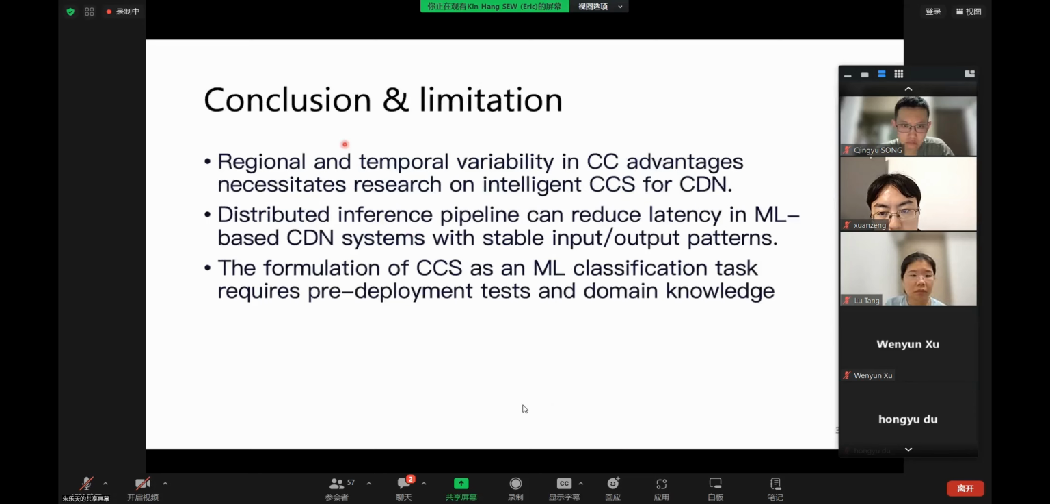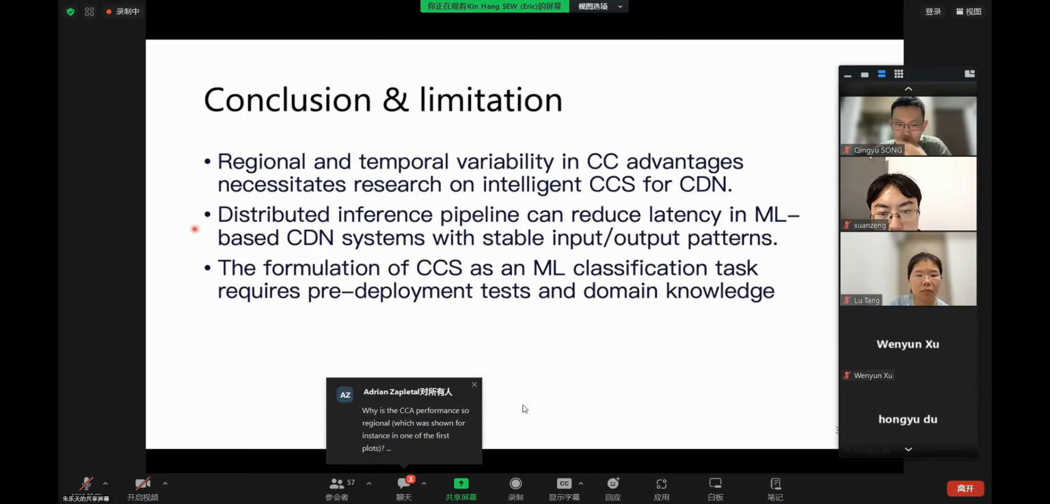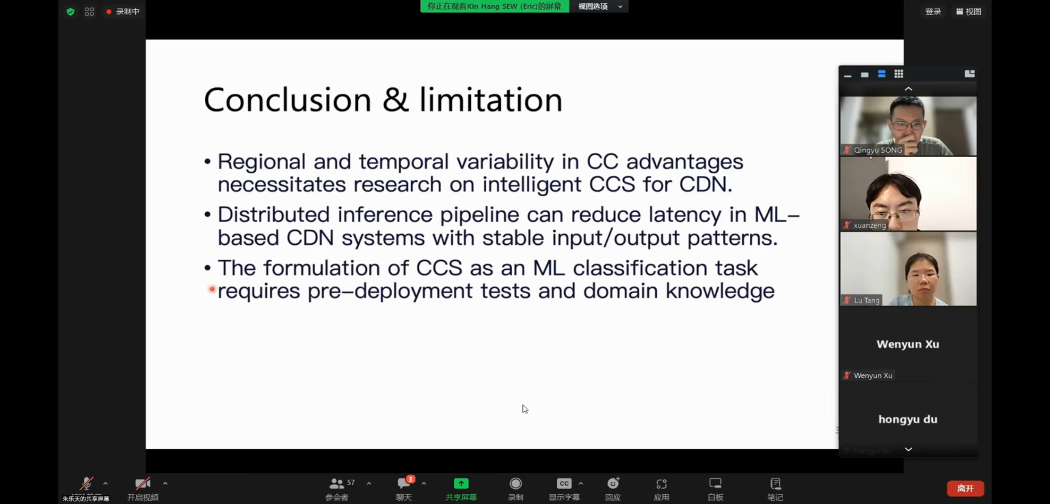Conclusion and limitation. Regional and temporal variability in CC advantages necessitates research on intelligent CCS for CDN. Next, the distributed inference pipeline can reduce latency in machine learning-based CDN systems with stable input-output patterns. And finally, the formulation of CCS as a machine learning classification task requires pre-deployment tests and domain knowledge.